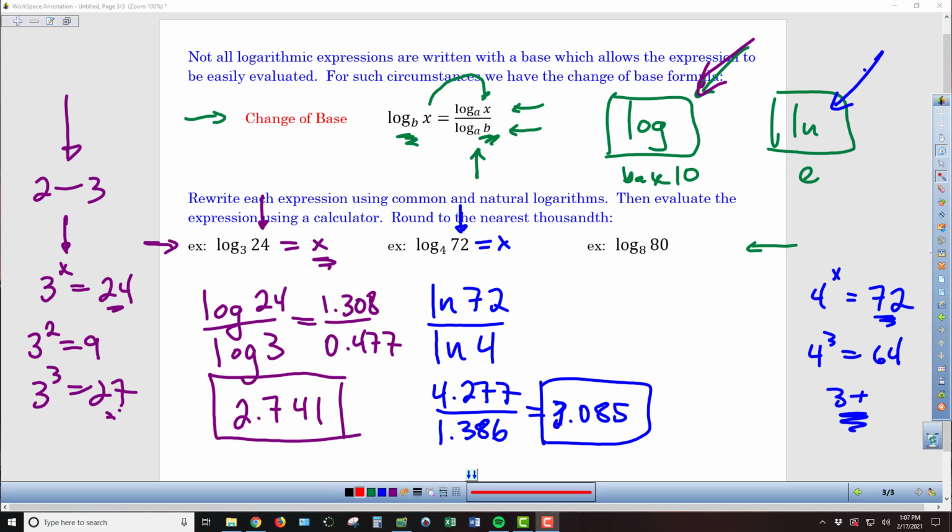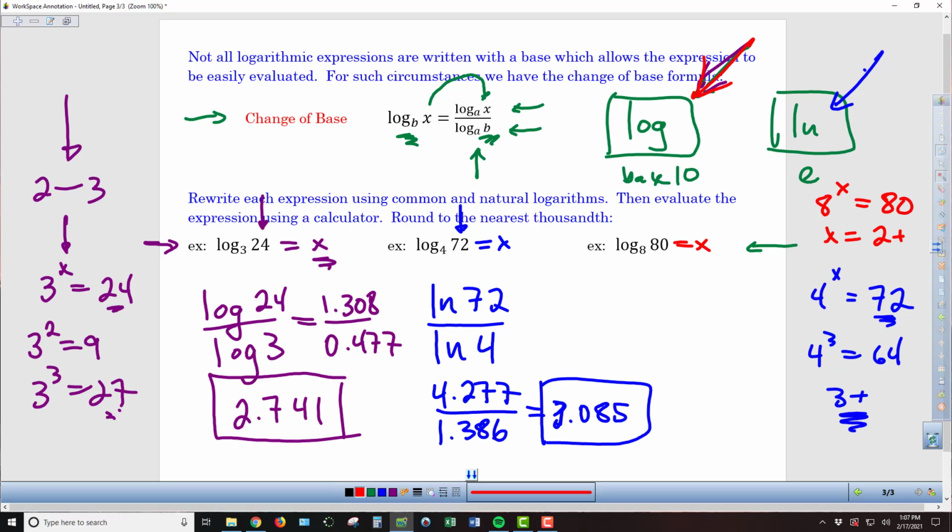And for our last one, again, if we do the same sort of expectation setting, so set it up so it's 8 to the x equals 80. Well, 8 to the first is 8, 8 to the second is 64, 8 to the third would be much larger, 512. So we know that x should be a little bit bigger than 2 when we're all said and done. So this time we'll go back to using our base 10 logs.